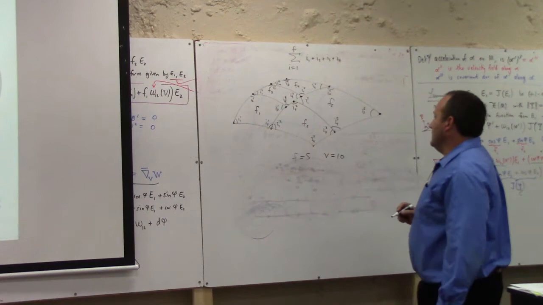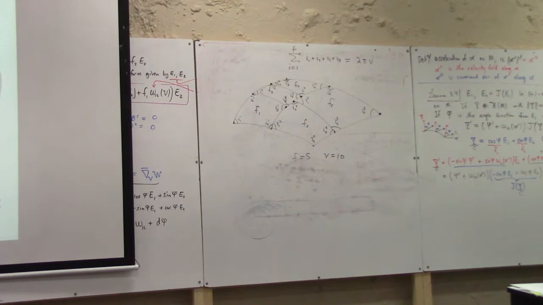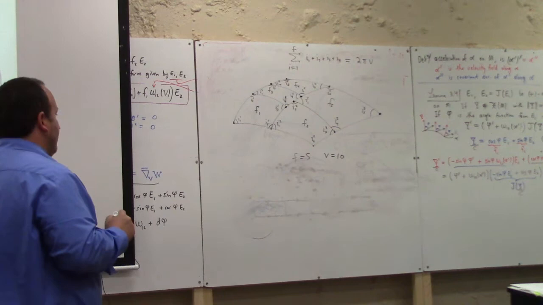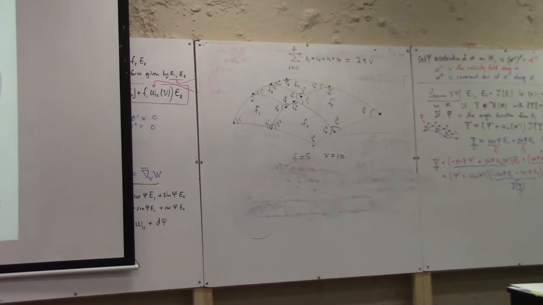But the claim is that this is 2 pi V. Oh, wait, no, it's not. It's 2 pi V minus 2 pi F. The sum at each interior vertex is 2 pi. That's the claim that's made here. Because this is the minus 2 pi F, and then this piece allegedly gives us 2 pi V.